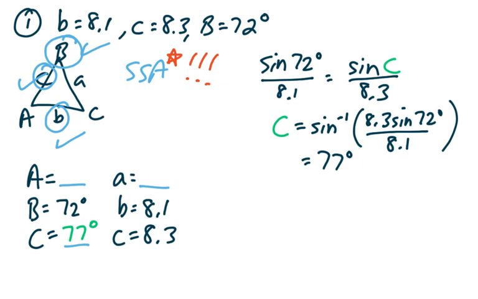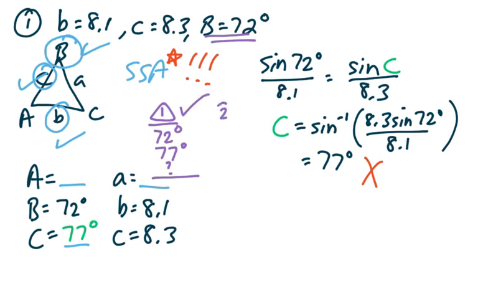Now, this is where we stop. Let's have a chat. How many triangles are we going to have? Okay, I'm going to do this one in purple. I haven't seen purple in a while. All right, in triangle 1, remember we were given 72 degrees. You just found 77 degrees. Is there room for a third angle, I mean? Yes. So that triangle exists. Yay.